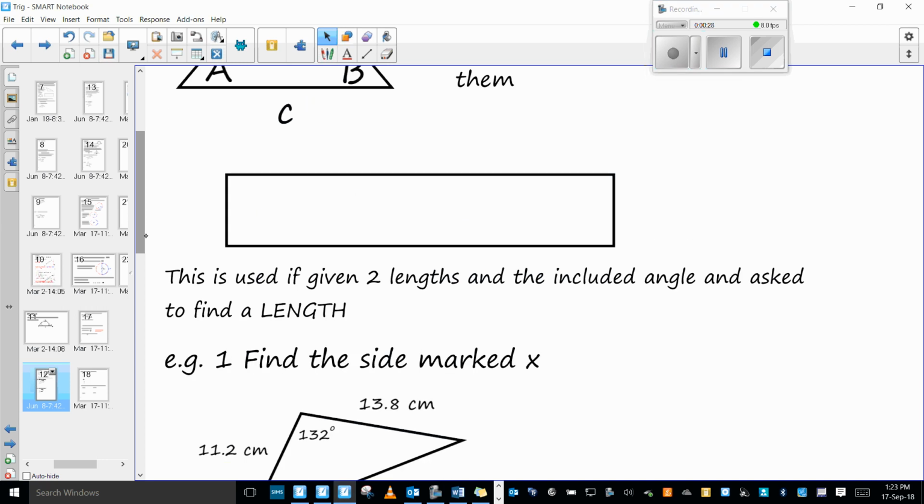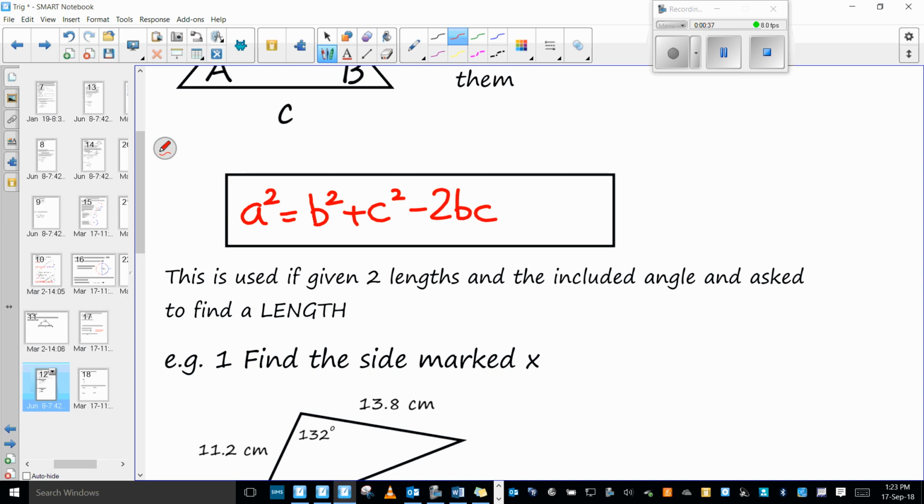So the versions that we talk about are to either find lengths or angles. So to find a length, a squared equals b squared plus c squared minus 2bc cos A. Okay, so that is the formula you get given, or one of them.